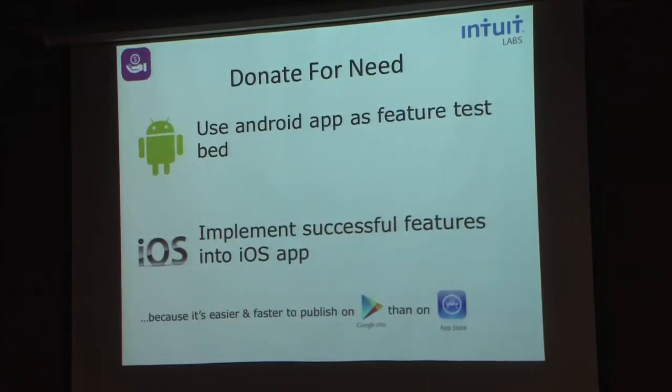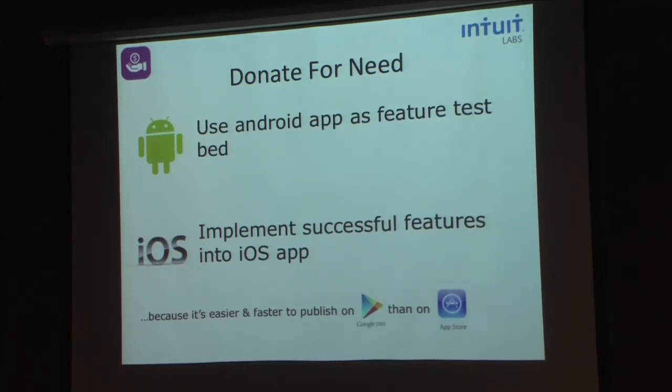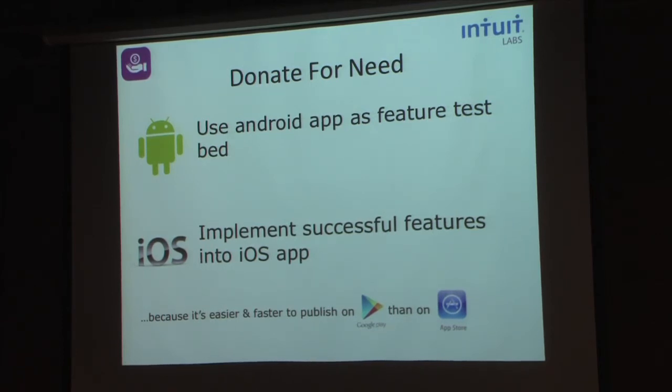So we are currently building Android and iOS apps. What we're doing right now is pretty much taking what we had in our MVP and building them natively. And because it's a lot easier and faster to publish on Google Play than the App Store, we're going to treat our Android app as our feature test bed. So we're not going to put anything into the app that we haven't run through that build, measure, learn loop. So we're going to be doing those experiments in Android and then taking successful features and implementing them into our iOS version.